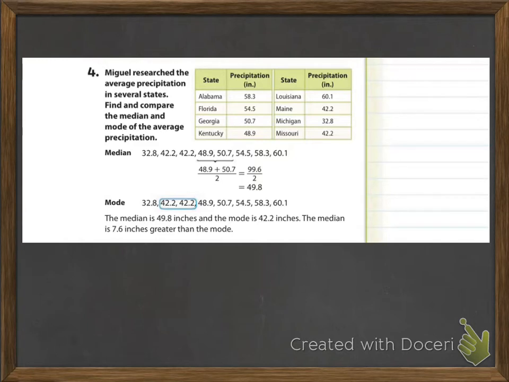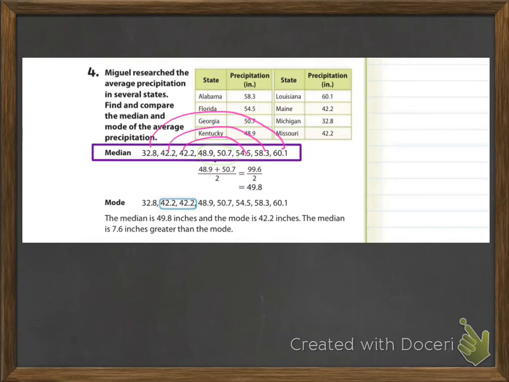So on this one here, for example, you'll notice in Florida, the precipitation in inches happened to be 54.5 inches. So what they did first is they took all those numbers and put them in order from least to greatest. And they did this over in this area right here. Now, to find the median, maybe they did the rainbow or maybe they started crossing the numbers out. You'll notice that they ended up having 2 numbers in the center. Those 2 numbers happen to be 48.9 and 50.7.